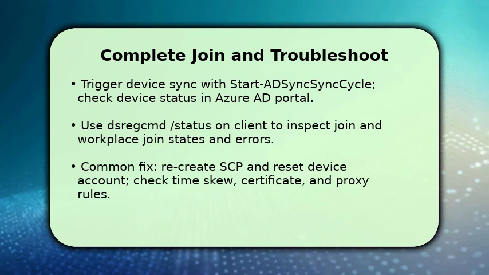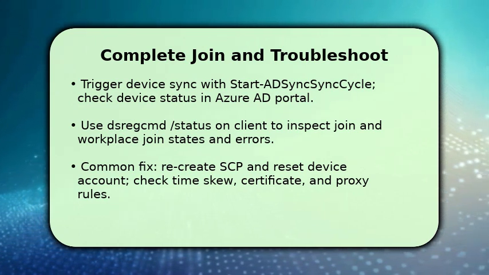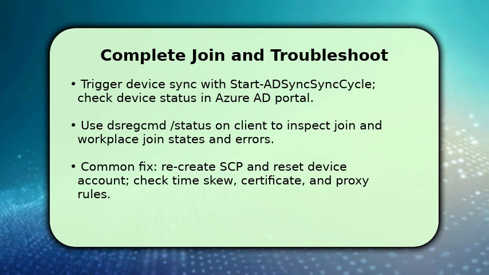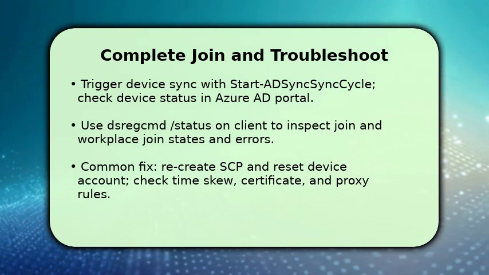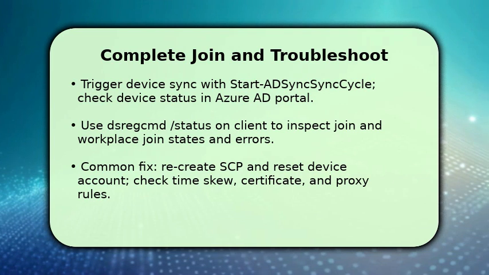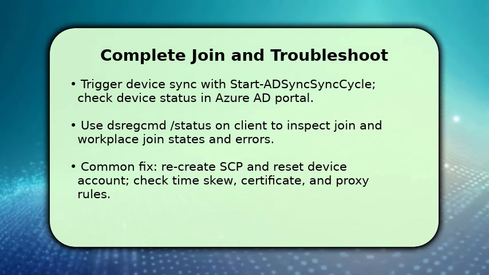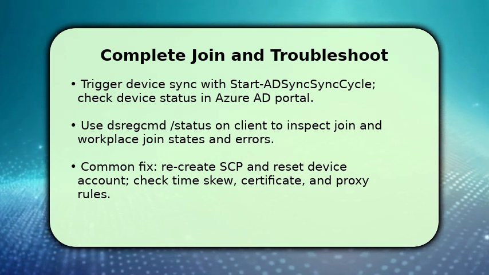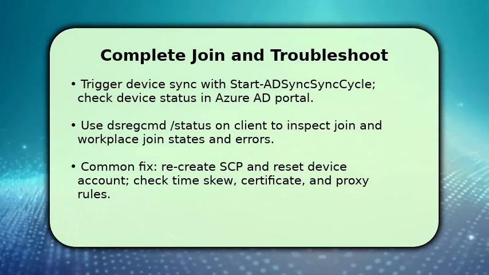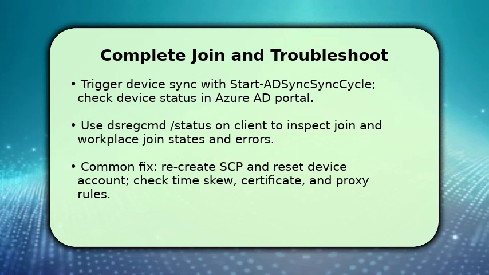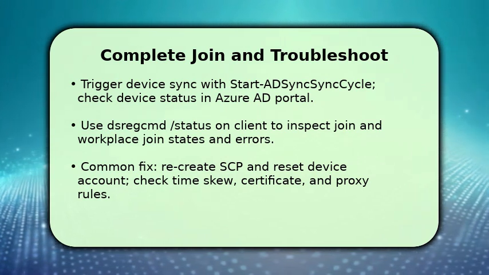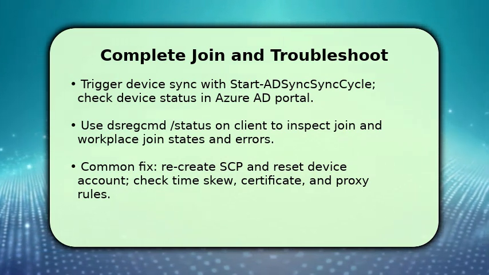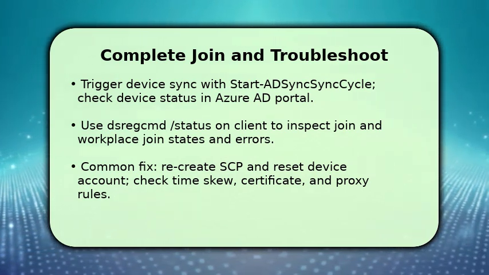On a client, run dsregcmd /status to see whether the machine is Azure AD joined or domain joined and to capture specific error codes. If it fails, recreate the SCP and consider resetting the device account. Also check time skew, certificates, and proxy or firewall rules that might block registration. Make sure logs from AAD Connect and the client provide the next diagnostic steps.